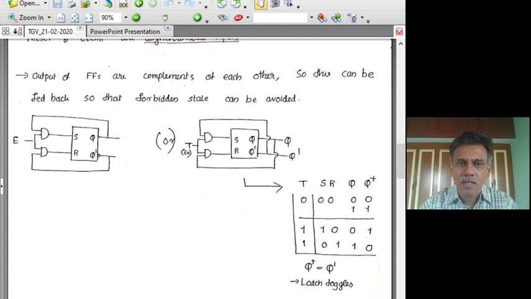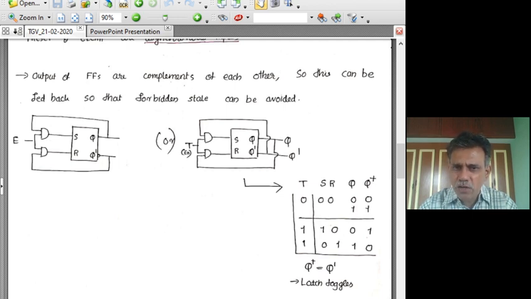On the other hand, when T is 1 or the SR latch is enabled, if Q was 1, and that 1 goes to the R input, then Q bar would have been 0 and 0 goes to the S input. So we have a case when S equal to 0, R equal to 1, which is a reset case, as a result of which Q plus will be reset, that is Q plus will become 0. So if Q was 1, it becomes 0.